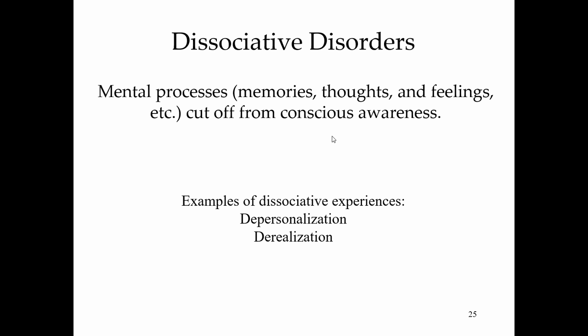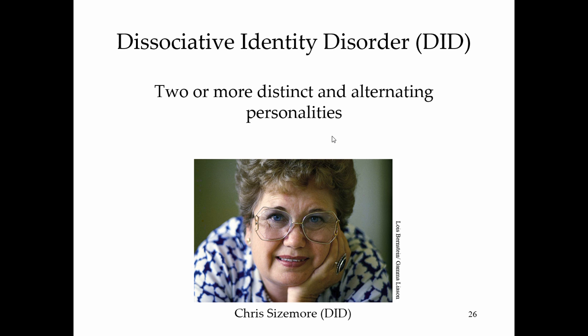Those might give us a glimpse of what people with dissociative disorders might experience in a much more intense sort of form. So here's one example: dissociative identity disorder. DID used to be called multiple personality disorder. Maybe you've heard that term. Here the person has two or more distinct and alternating personalities. Chris Sizemore, as an example, had well over a dozen.